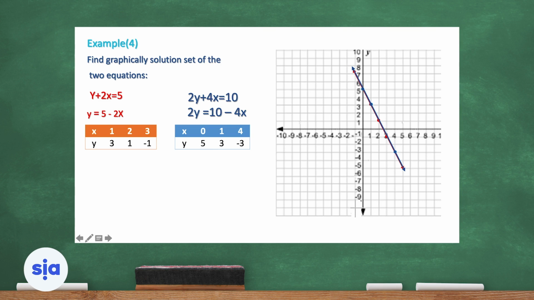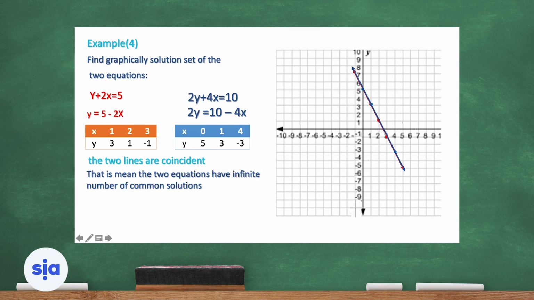Okay, we said before that the solution is the meeting point or the intersection point between the two lines. As you can see here, the two lines are intersecting at many points. This means the two lines have an infinite number of meeting points. Then the two lines have an infinite number of solutions. The two lines are coinciding, so these two equations have an infinite number of common solutions.